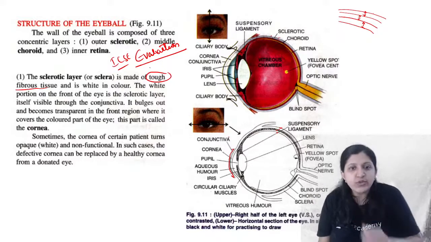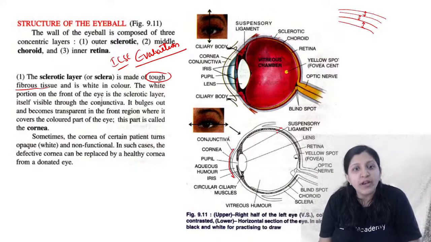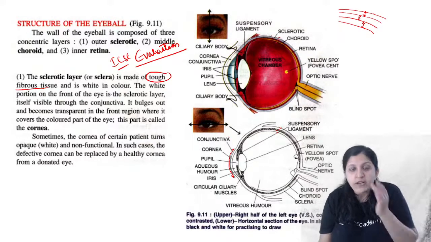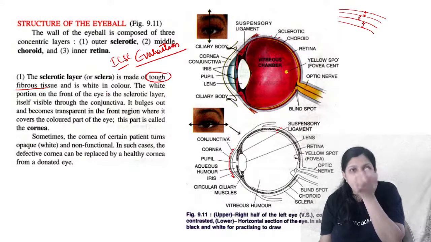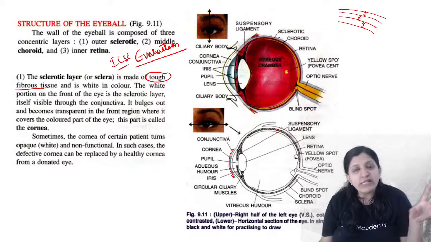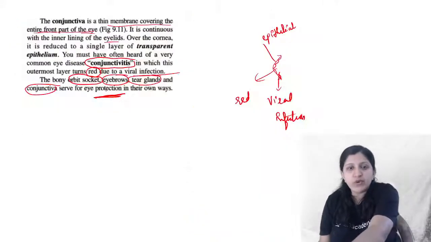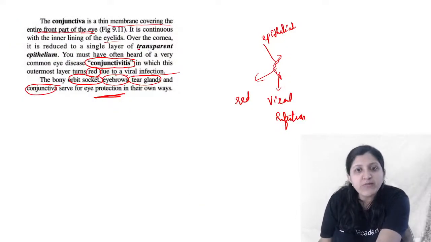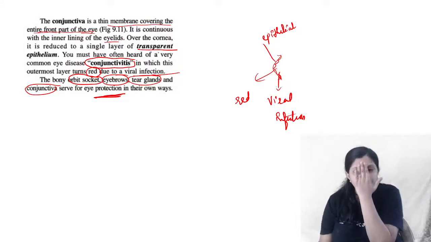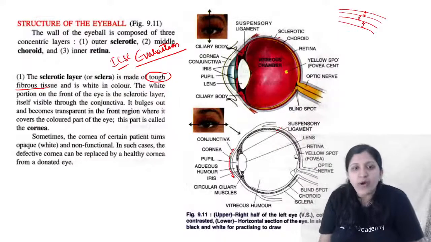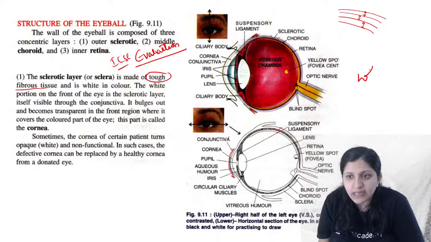The white portion at the front of the eye is the sclerotic layer. It is visible through the conjunctiva. What you see as the white portion is actually the sclera, seen through the conjunctiva, which is a transparent membrane. The conjunctiva is basically a transparent covering, and this white portion of your eye is basically the sclera.